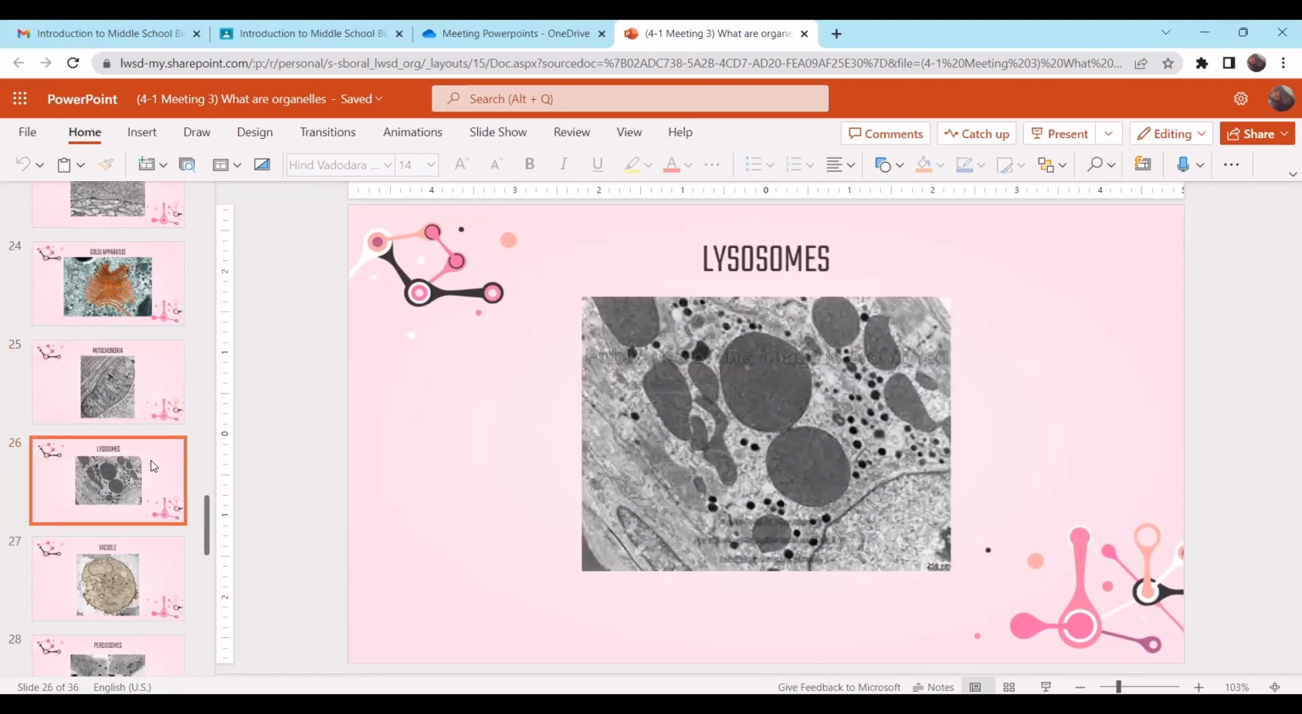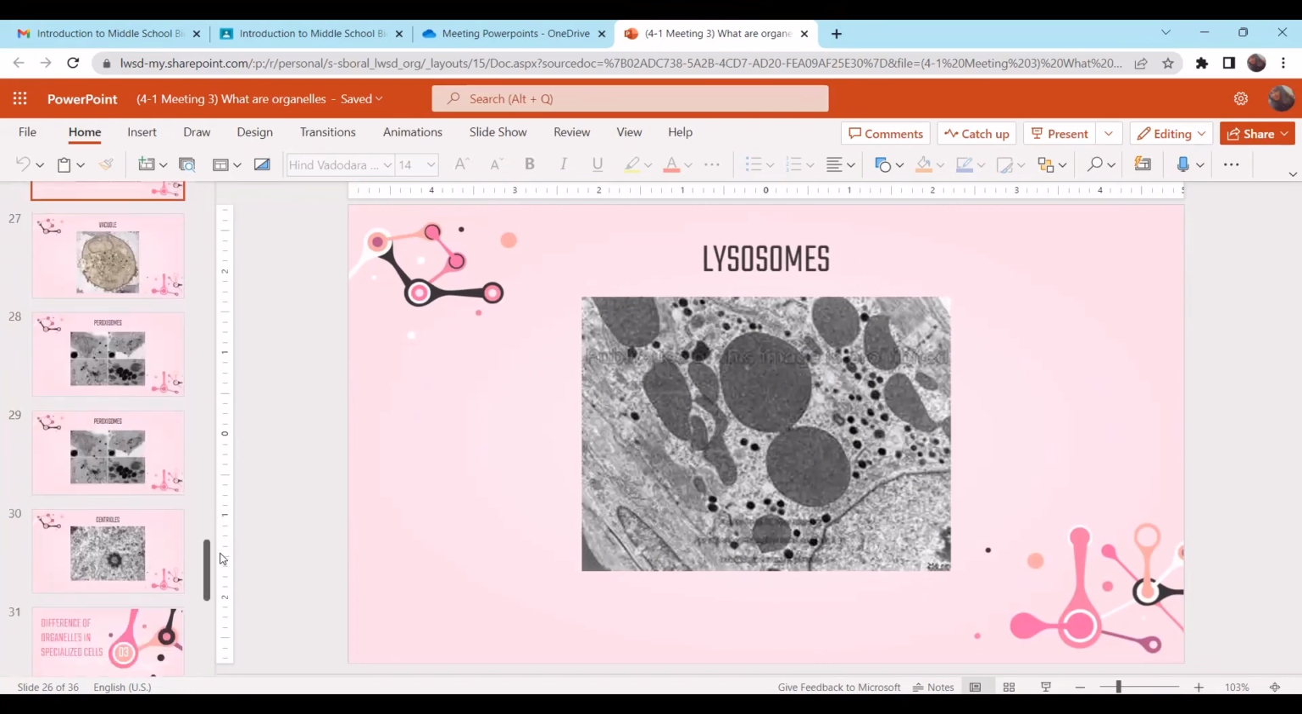Okay, next we have lysosomes. So these little blobs you see are lysosomes. They take in old material that the cell doesn't need anymore, and recycle or degrade it. I'm going to be going a little fast because we do have a Kahoot at the end I would like to go over.